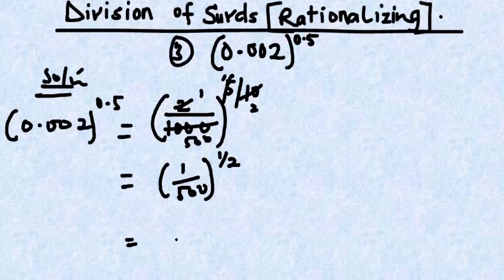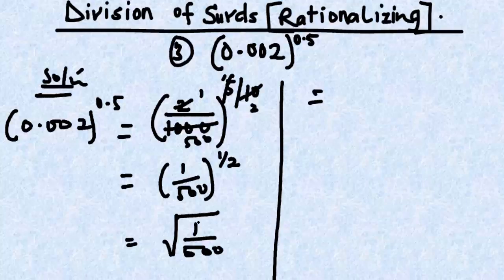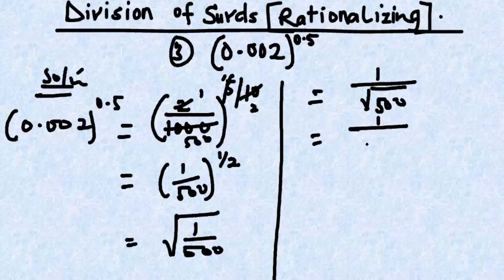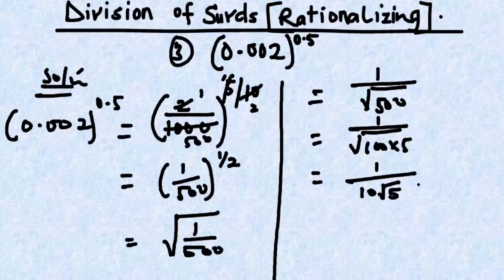So in this case, 1 on 2 is also the same thing as root of 1 on 500. Okay, good. So root of 1 is 1, and root of 500 can be simplified. So here we expand the 500, so we have 1 over root of 500, and root of 500 is root of 100 times 5, which equals 10 root 5. So in this case, we need to rationalize the denominator. So I multiply the numerator by root 5 and the denominator by root 5.